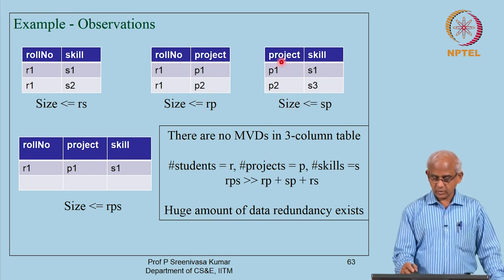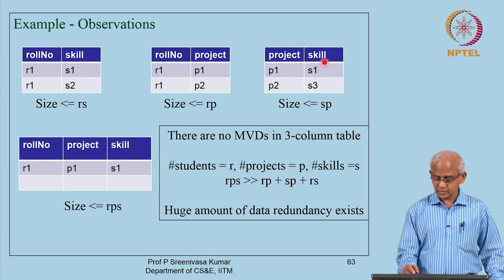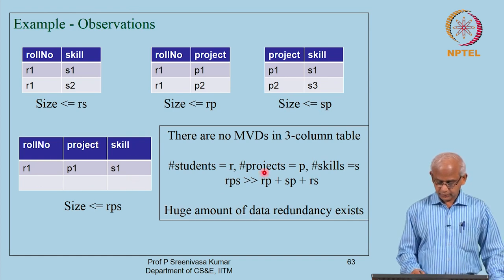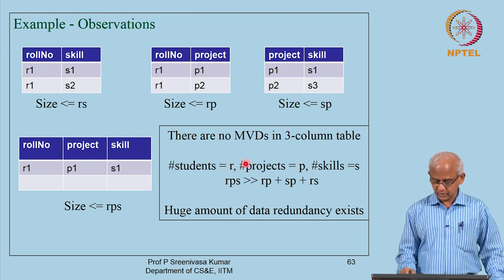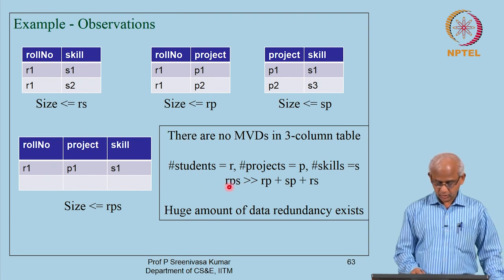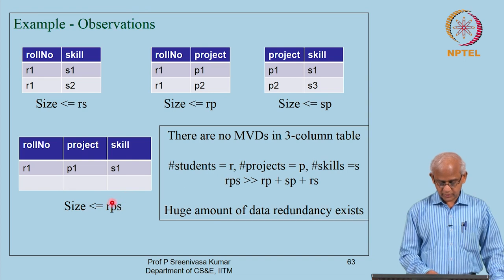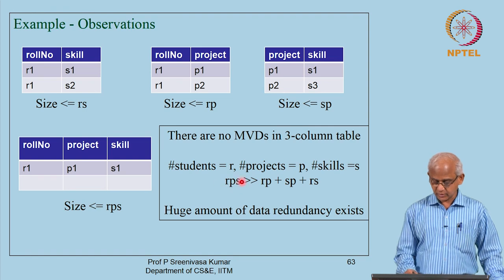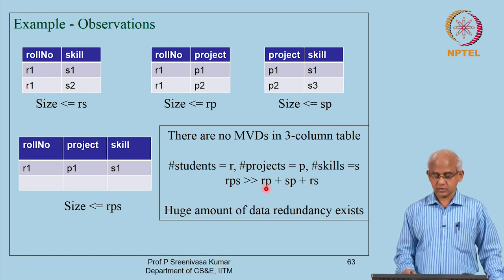And similarly, all projects need not require all skills. So, the project skill table will have some size that is less than S times P. But if you focus on this, for appropriately chosen numbers of R, P, or S, you can see that the size is upper bounded by RPS, but then RPS is typically much larger compared to RP plus SP plus RS.